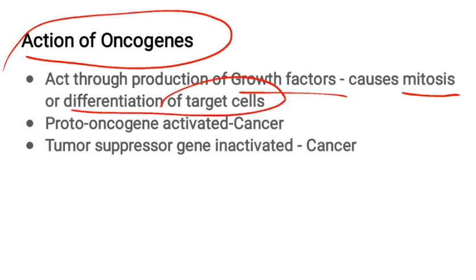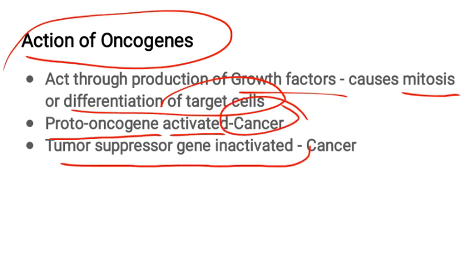So you have to remember a very important point over here. One important aspect is that when a proto-oncogene is activated, it will lead to cancer. When a tumor suppressor gene is inactivated, it will lead to cancer. When a proto-oncogene is transformed into an oncogene, carcinogenesis occurs. If a tumor suppressor gene is going to get inactivated, there will be no check on the cell proliferation. It will continue to divide and an undifferentiated cell mass will be produced, right, thereby leading to cancer.